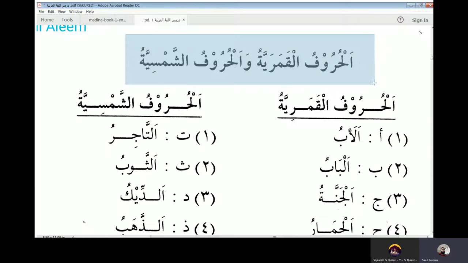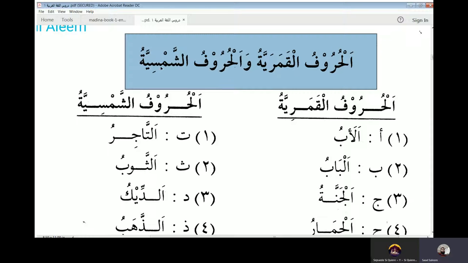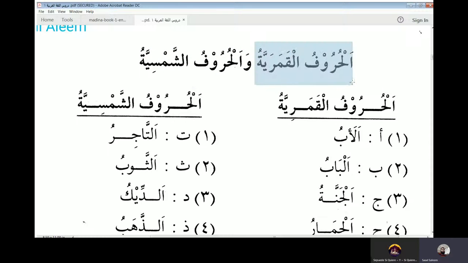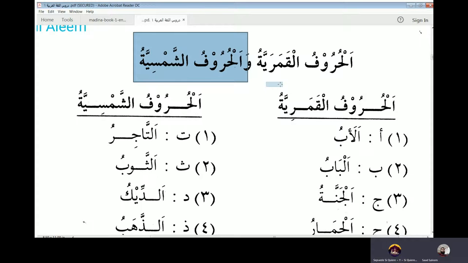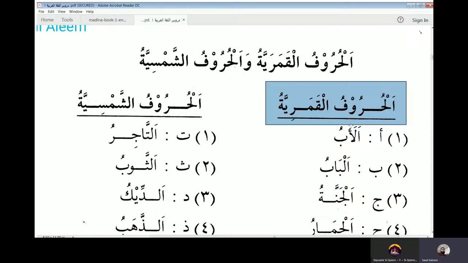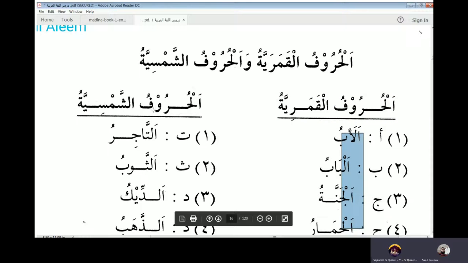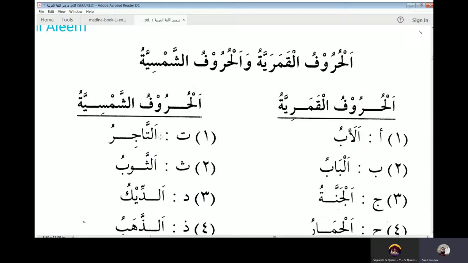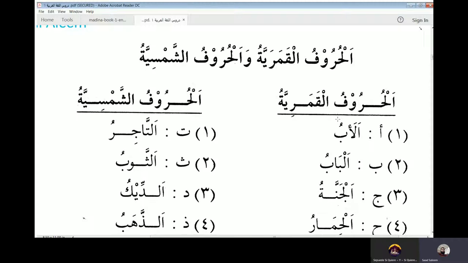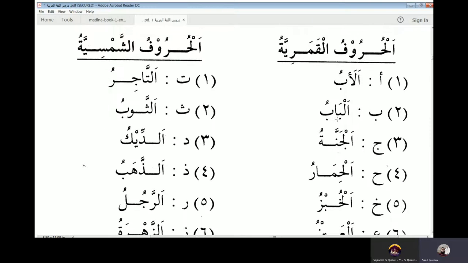Okay. Now we have Al-Huruf al-Qamariya wa Huruf ash-Shamsiya. In Arabic we have 28 alphabets. 14 of them are known as Huruf al-Qamariya and 14 of them are known as Huruf ash-Shamsiya. In Huruf al-Qamariya we pronounce Lam. But in case of Huruf ash-Shamsiya, Lam is silent. Okay? So you have to memorize these 14 alphabets.